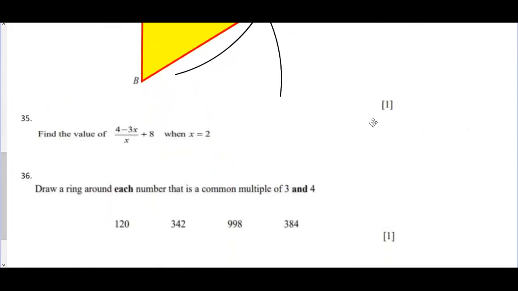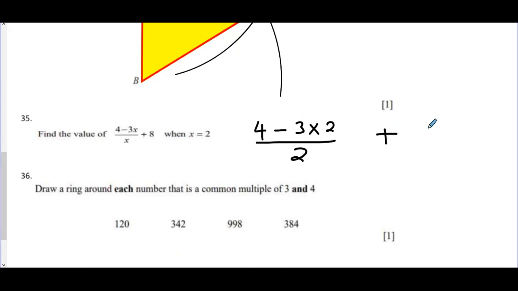Okay, then find the value of 4 minus 3x over x plus 8 when x is 2. Oh, okay, this is not an equation, it's an expression when x is 2. So I'm going to write 4 minus 3x, so 3 times x, where x is 2. Okay, 4 minus 3x over x, but my x is 2.